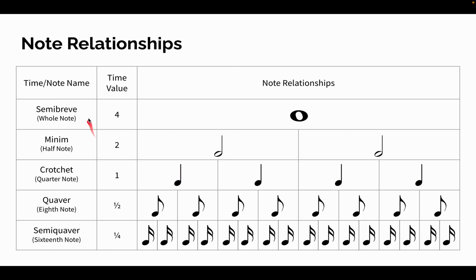On the left, you see the note names, or time names, and you see the corresponding time value and the symbol or the notes that you usually see. And here you have this comprehensive review of note relationships.